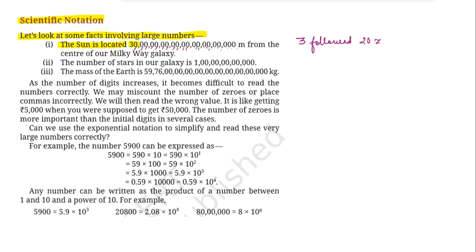Okay, we are going to use this ahead. Next is, I'll again read that. The sun is located 3 followed by 20 zeros meters from the center of our Milky Way galaxy. Then the number of stars in our galaxy is 1 and let's see how many zeros are there. 1, 2, 3, 4, 5, 6, 7, 8, 9, 10, 11. So I will write 1 followed by 11 zeros.